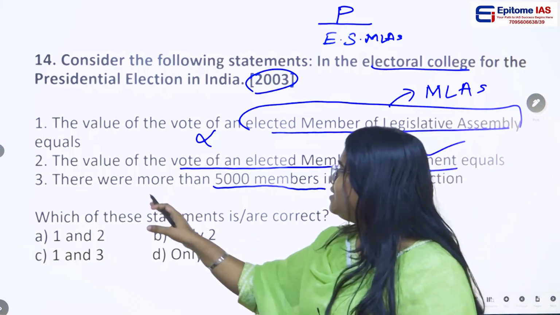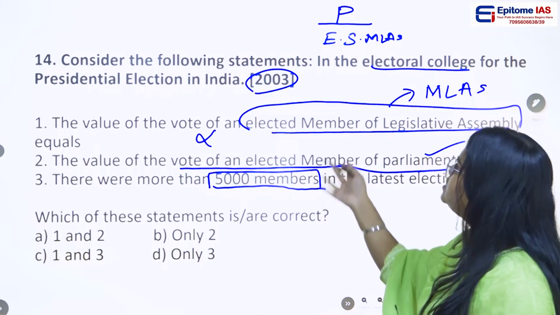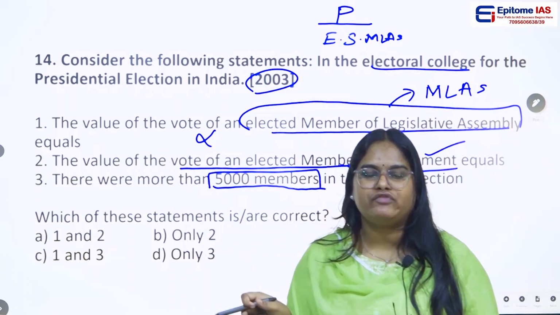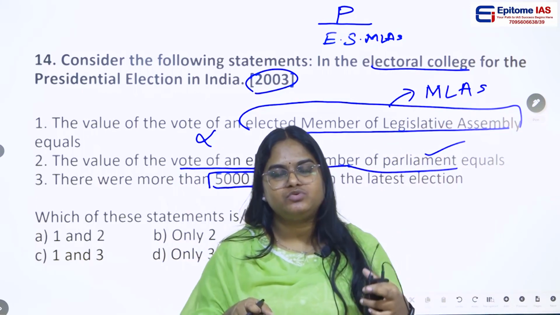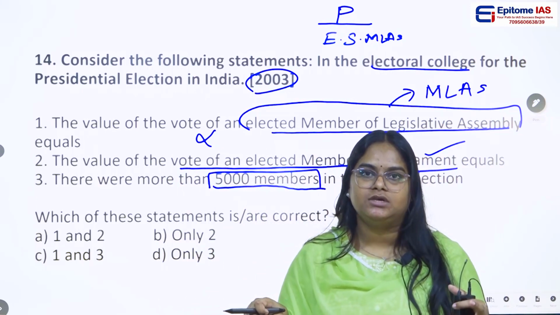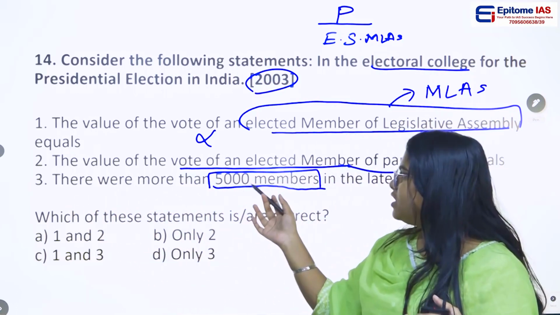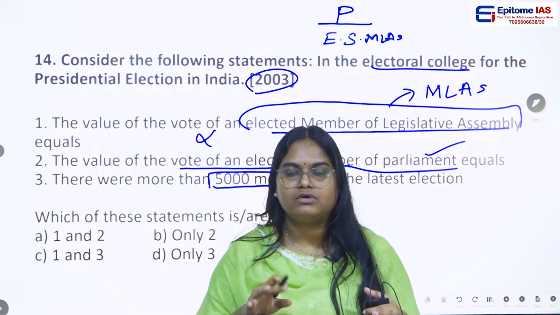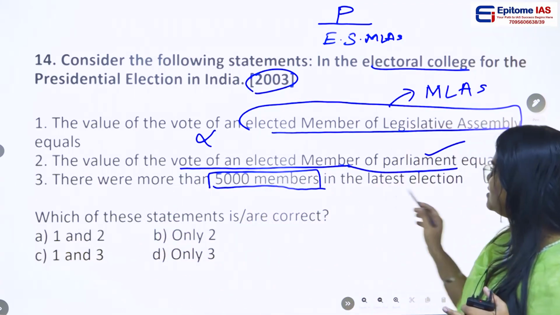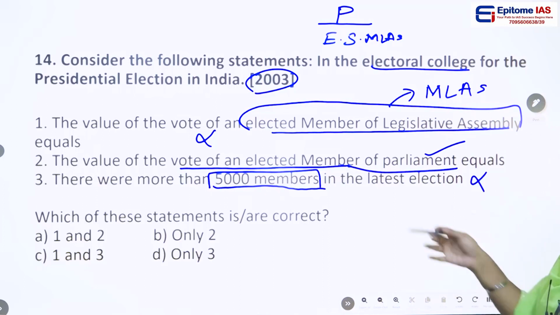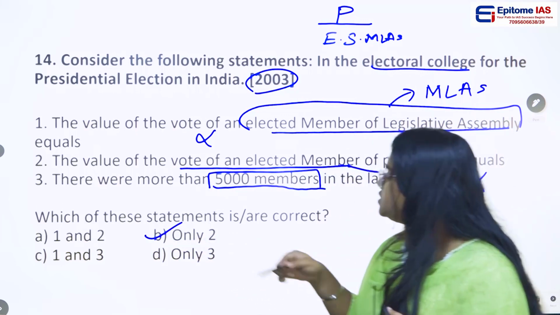The third statement: there were more than 500 members in the latest election. This election was held in 2003 or before that. Obviously, we don't have the knowledge of what happened in 2003 or before, so we can't conclude whether the statement is correct or wrong. But as I know the answer, this statement is wrong. It was more or less than this. So the correct answer would be only option B.